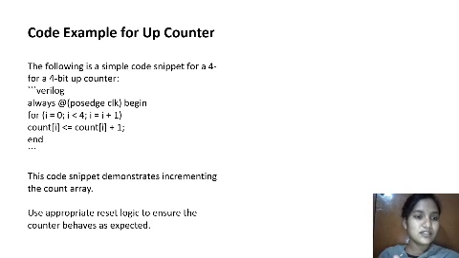And then the for loop starts again. This will end when i equals 5. The condition will be false, so the for loop will end. This code snippet demonstrates incrementing the count array. Use appropriate reset logic to ensure the counter behaves as expected.